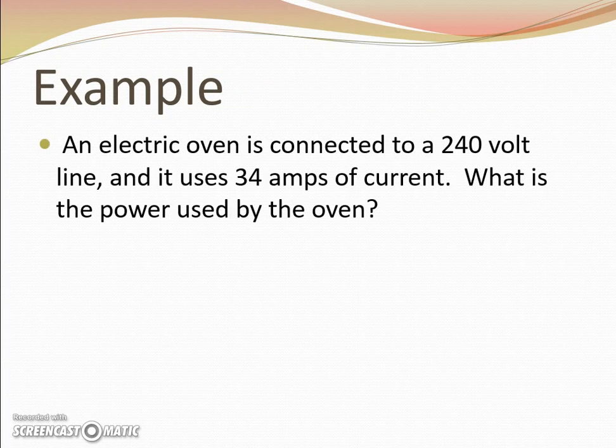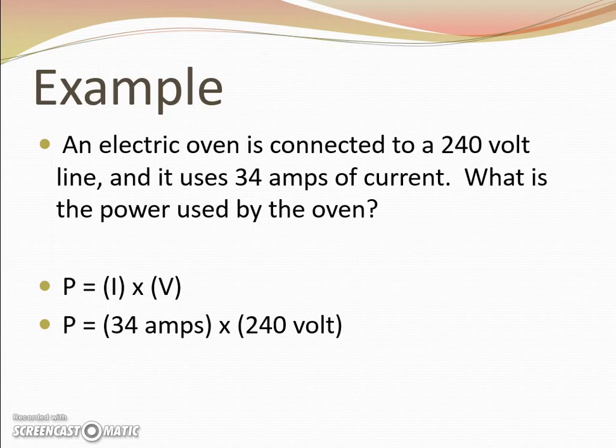An electric oven is connected to a 240 volt line, and it uses 34 amps of current. What is the power used by the oven? Well, our formula: P equals IV. I, that's our current, so 34 amps. V, that's our voltage, 240 volts. 34 times 240, you should get 8,200 watts.